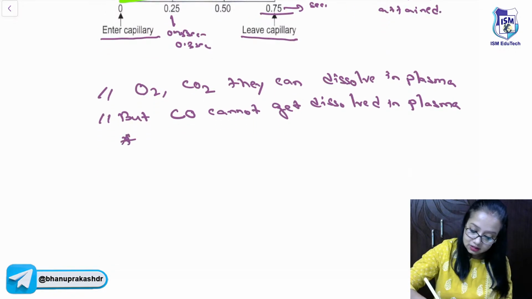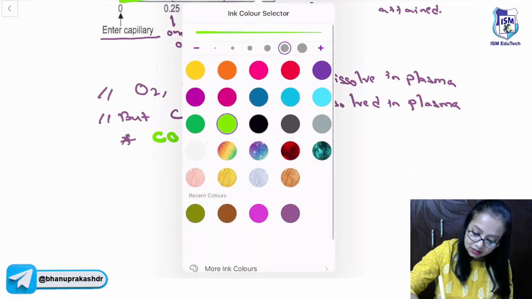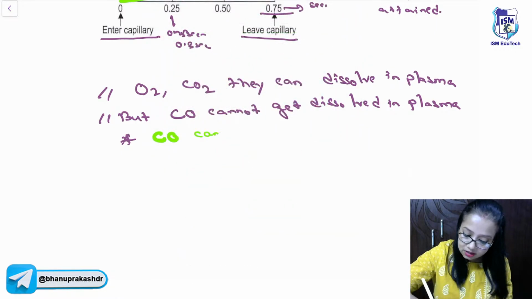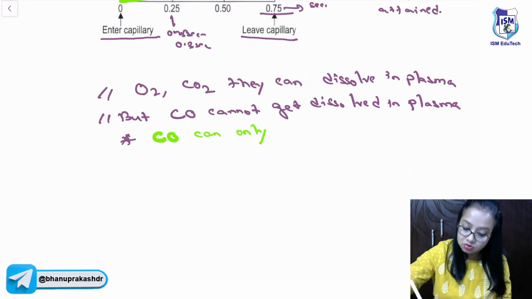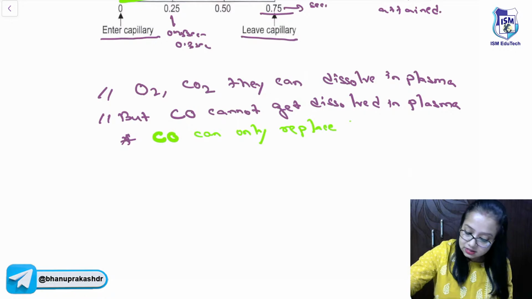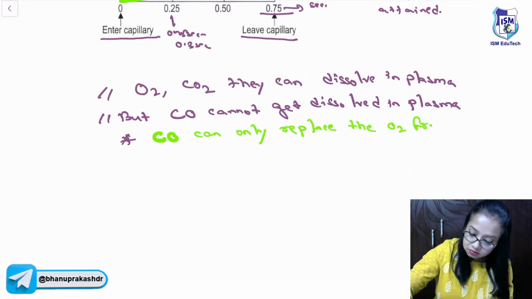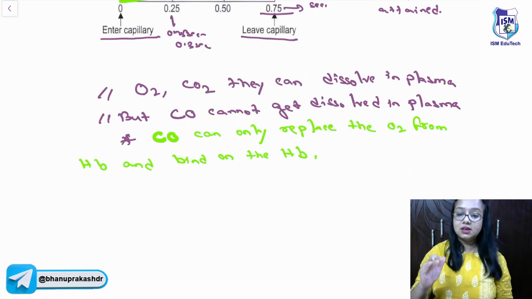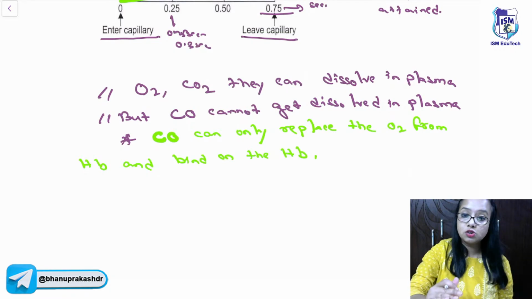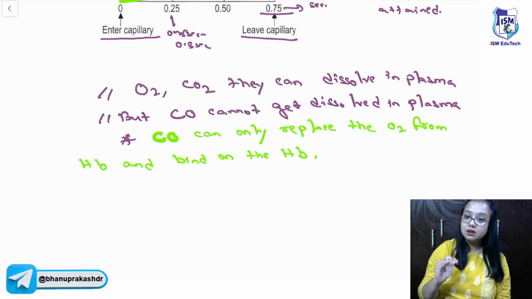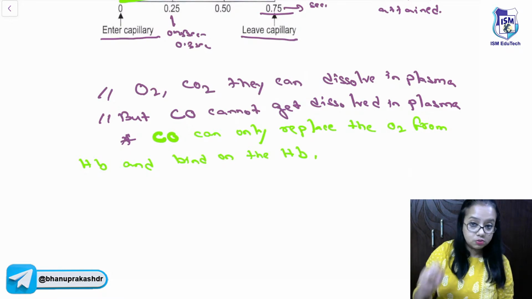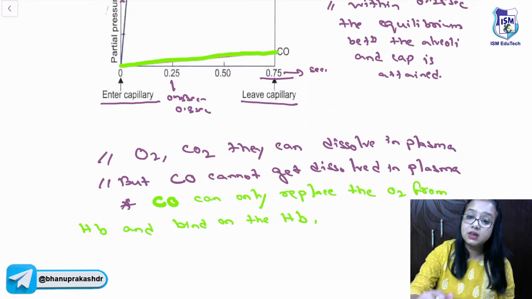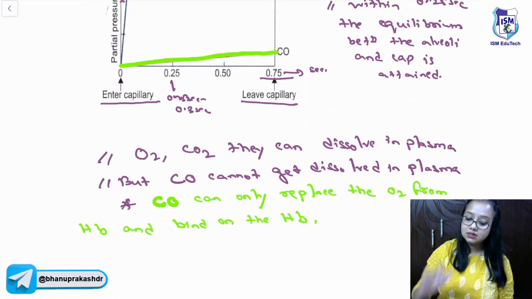Point to remember, carbon monoxide can only replace the oxygen from hemoglobin and bind on the hemoglobin. That's why it is only diffusion related. It does not get dissolved in the plasma. And for partial pressure to be exerted, or for the equilibrium to be attained, dissolving in plasma is essential.